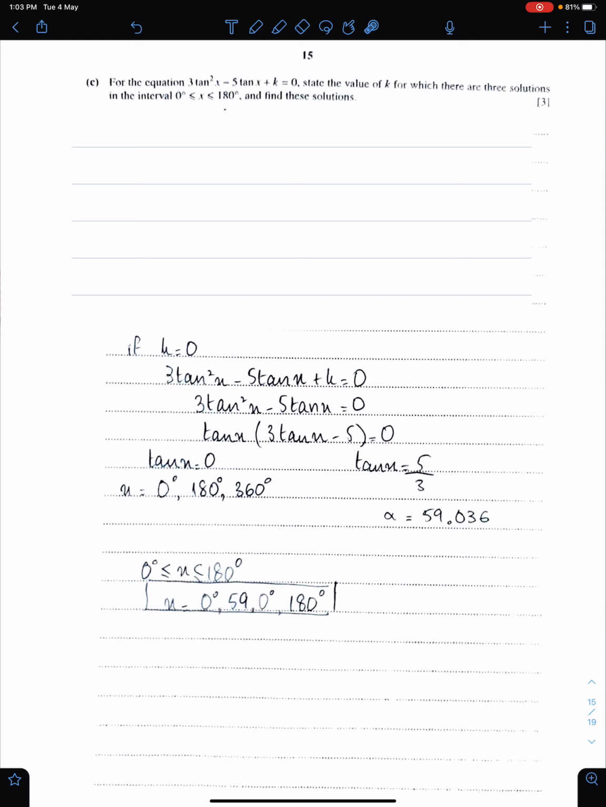Let me explain this part again. I told you if this k is 0, then we will get this equation. When we factorize this, we will have tan x times (3 tan x minus 5). So tan x has these solutions, and this equation becomes this and we have this solution. According to this domain, we have to reject this answer. So finally we have three solutions. So k is 0 and these are the three possible solutions.